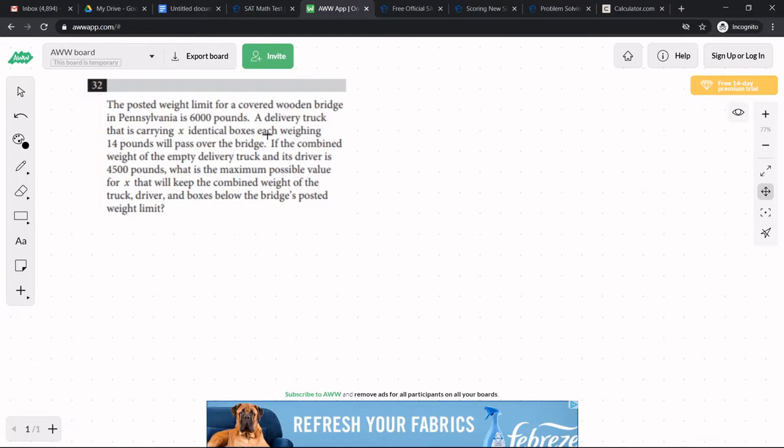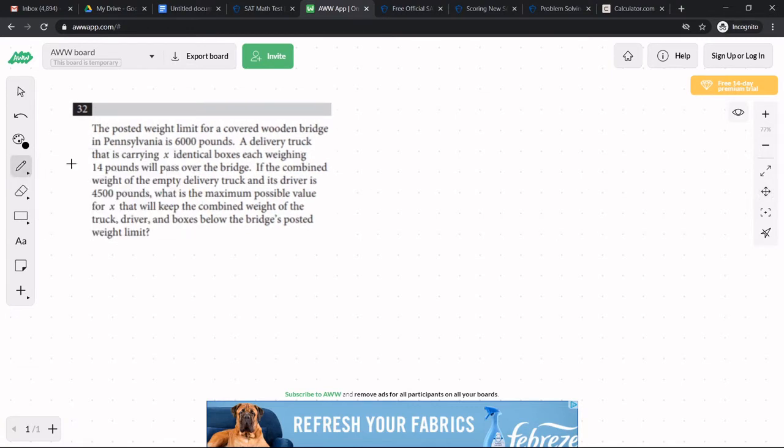Posted weight limit for a covered wooden bridge in Pennsylvania is 6,000 pounds. Let me just write that. I just like to write the numbers that I figure will be important down. Delivery truck is carrying x identical boxes, each weighing 14 pounds, so it's going to be 14 times x, likely. Combined weight of the empty delivery truck, empty, keyword, and its driver is 4,500 pounds. What is the maximum possible value of x that will keep the combined weight of truck, driver, and boxes below the bridge's posted weight limit? So the minimum possible amount you can have with 0 boxes is 4,500.